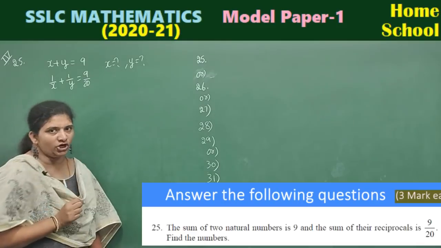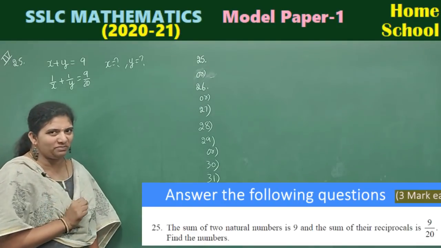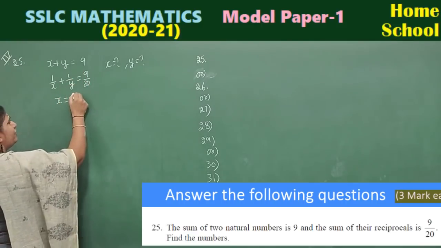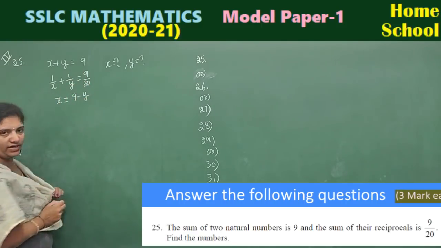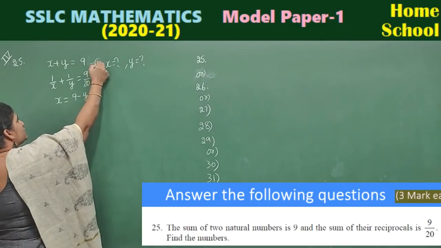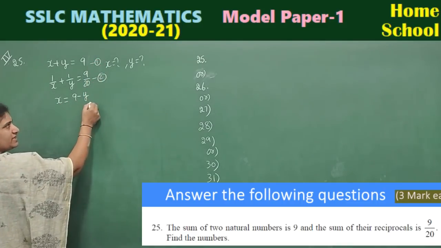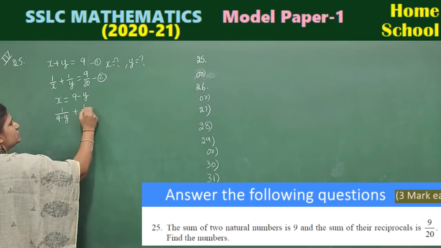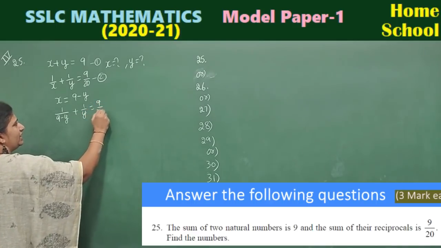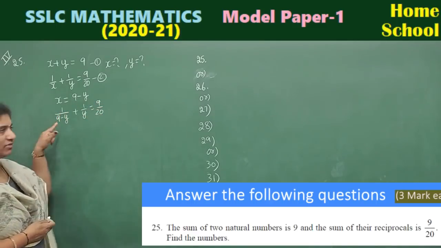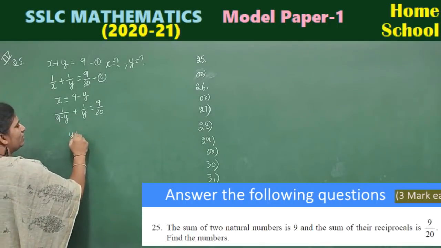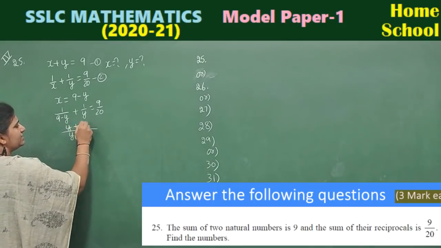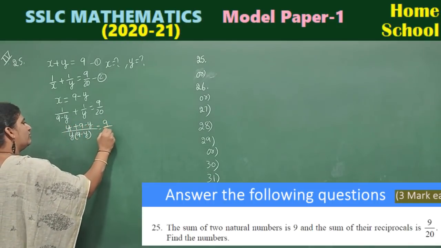I just do little shortcut here. Please do an examination properly. Let me take the first equation and rewrite it as x is equal to 9 minus y. Substitute this x value in second equation. 1 by 9 minus y plus 1 by y is equal to 9 by 20. Wherever you have x, write 9 minus y. Now do LCM. y into 9 minus y, by y plus 9 minus y is equal to 9 by 20.